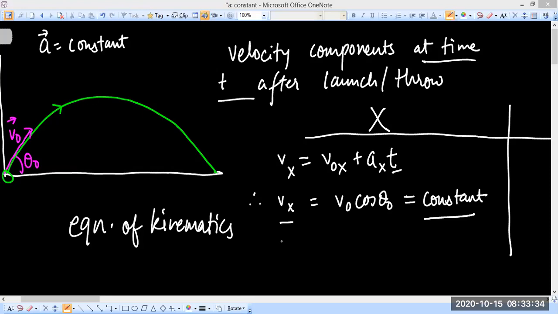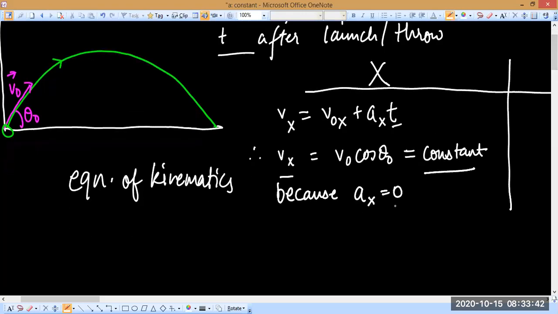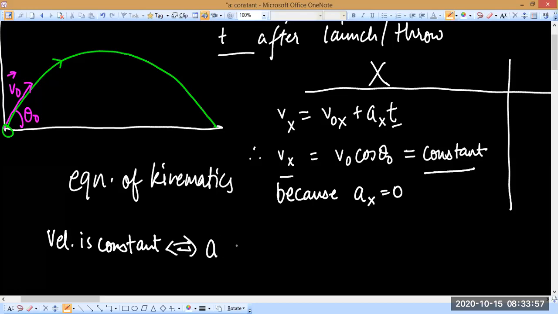The correct answer is because ax is 0. I hope all of you remember that if acceleration is 0, then velocity is constant, or vice versa, right? Velocity is constant. That has the same meaning as acceleration is 0.